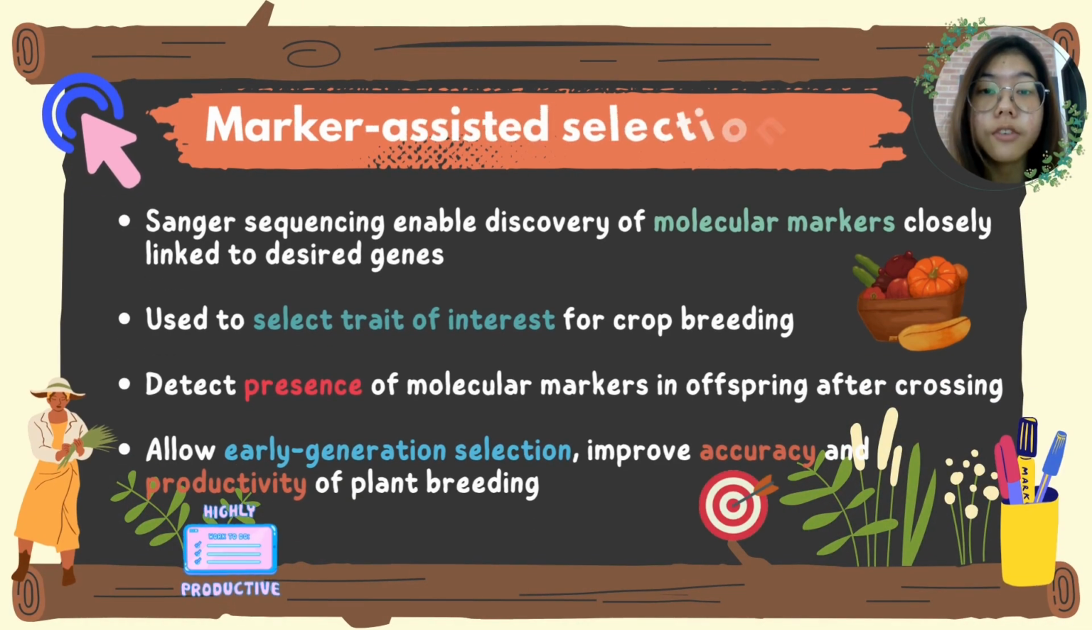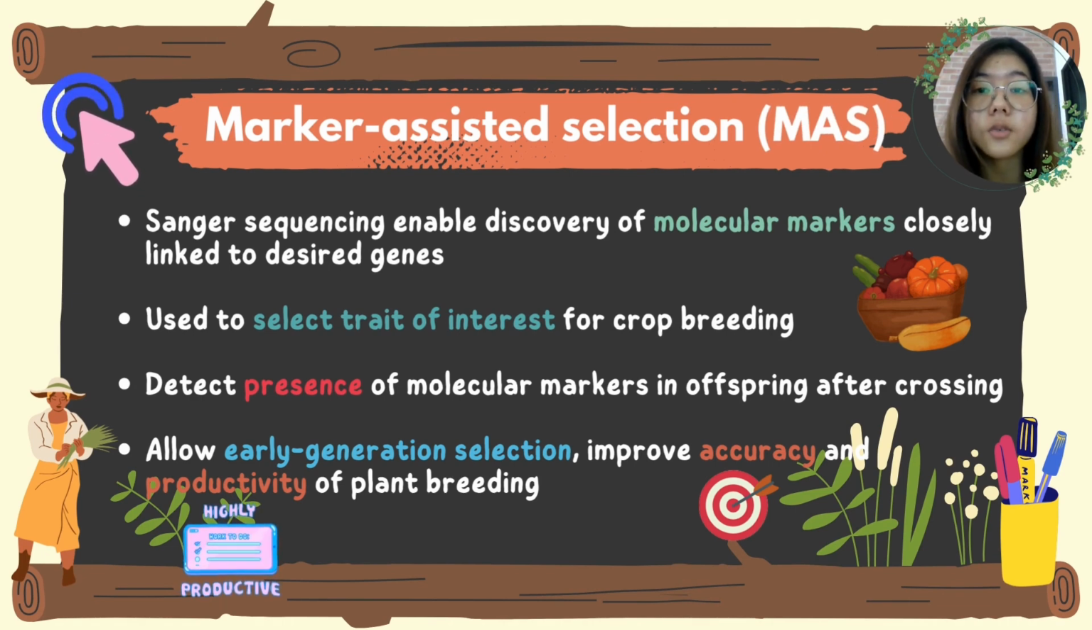When a gene responsible for a desired trait, such as disease resistance and environmental tolerance, is identified by the Sanger sequencing method, it enables the discovery of molecular markers that are closely linked to these desired genes to select specific traits in crop breeding. Marker assisted selection is the technique that utilizes molecular markers to select the trait of interest. Researchers use them as signs or flags to detect the presence of desired genes in offspring from crossing a parent plant carrying the desired gene with another parent plant that does not carry it. Upon selection, plants carrying the molecular marker related to the desired gene are sent for further breeding.